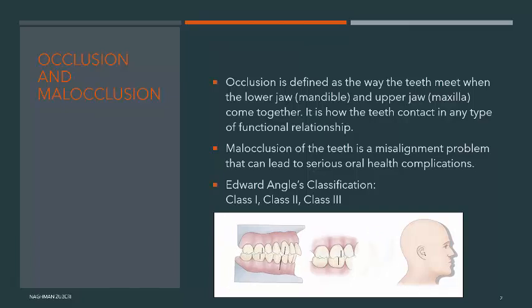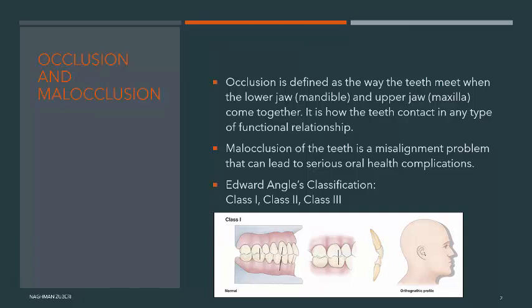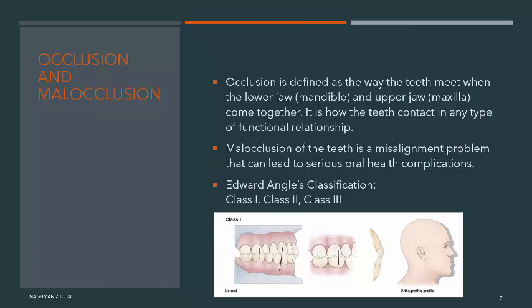Malocclusion of the teeth is a malalignment problem, which can lead to serious oral health complications. Father of modern orthodontics, Edward Angle, classified malocclusions as class 1, class 2, and class 3 malocclusions. We are not going into the details of those at the moment. All of us are familiar with how class 1, class 2, and class 3 are, depending upon the molar relationship and incisal relationship.